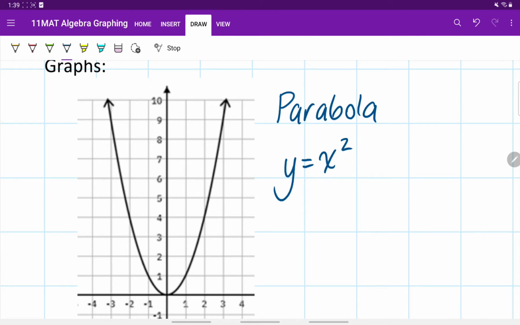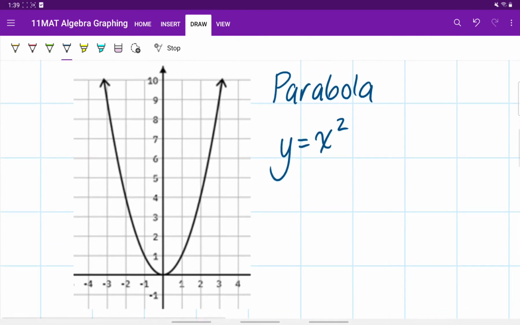And that's just found by, if we start here, we've got x equals 0, 0 squared is just 0. 1 squared is 1, 2 squared is 4, 3 squared is 9, and then same on the other side. Negative 1 squared, a minus times a minus is a positive. So negative 1 squared is 1, negative 2 squared is 4, negative 3 squared is 9, and then they're filled in that shape.